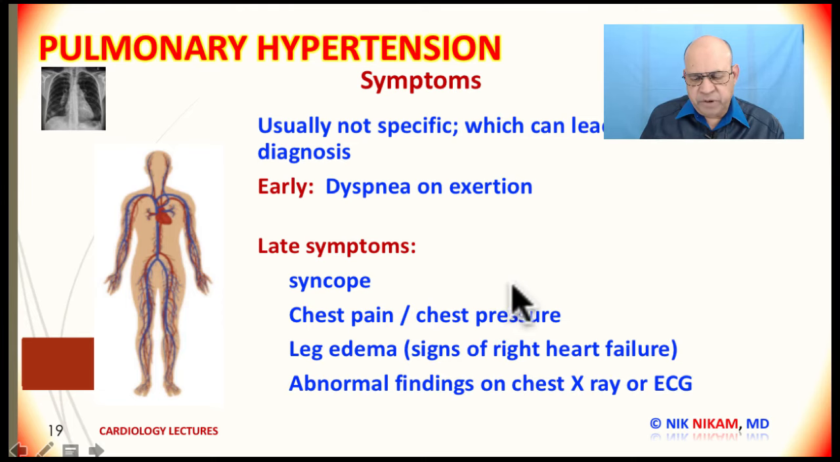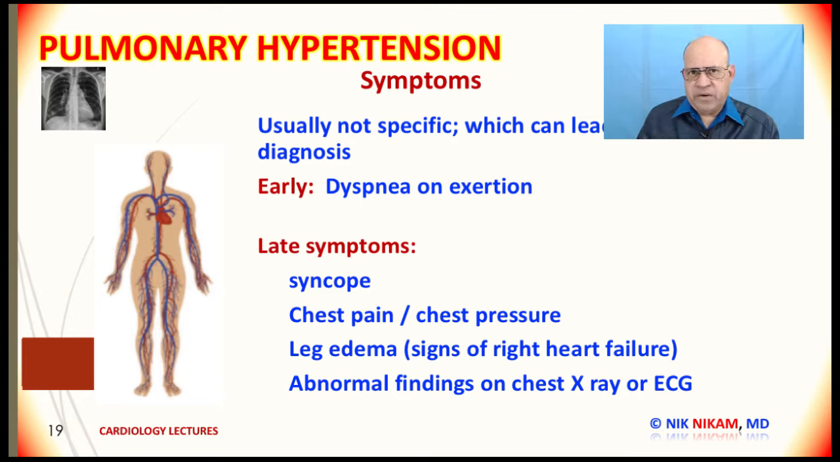With a significant increase in pulmonary arterial pressure, these patients can develop leg edema, which could be a sign of right heart failure. On examination, we may be able to feel a right ventricular heave. There may be a loud systolic murmur in the left parasternal area related to tricuspid regurgitation, and you may hear a loud pulmonic second sound.